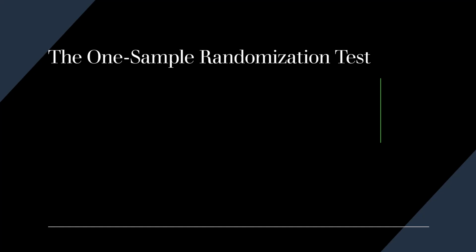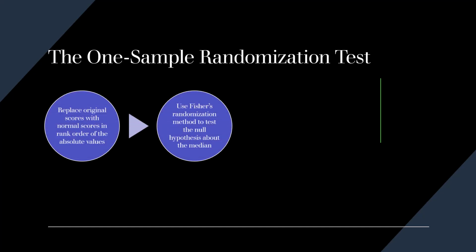What we are going to do now is replace the original scores with normal scores in rank order of the absolute value, and then we will use Fisher's randomization method to test the null hypothesis about the median. Throughout this video series, I have been showing examples with a small set of data. Here are the same scores that I used in previous videos: 3, -2, 7, 6, -1, and 12. So we have 6 observations, and we are conducting a one-sample test of matched pair differences.